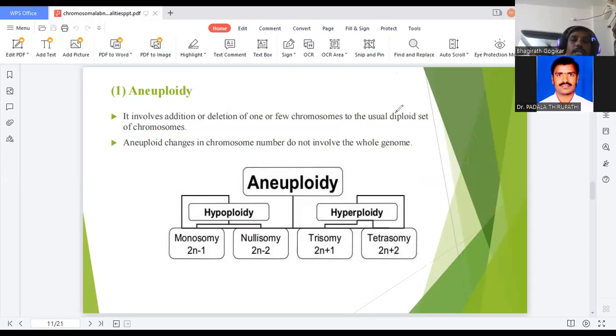So an addition or deletion of one or a few chromosomes from the diploid set of chromosomes is defined as aneuploidy. Are you followed? Is it clear? Yes. Okay, sir. Okay. Next.